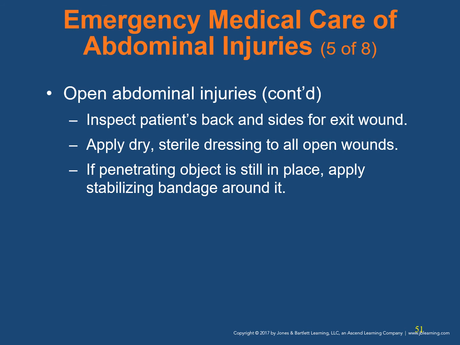Follow the general procedures described previously for the care of a blunt abdominal injury, as well as inspect the patient's back and sides for an exit wound. Apply a dry, sterile dressing to all open wounds. If the penetrating object is still in place, apply a stabilizing bandage around it to control external bleeding and minimize movement of the object.